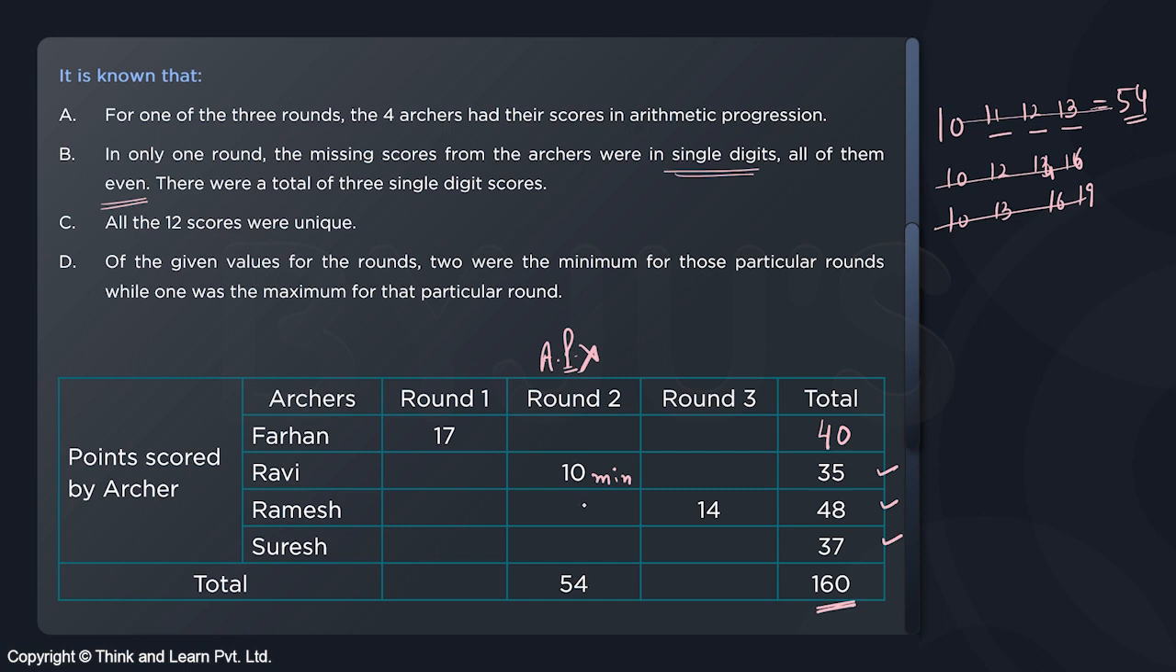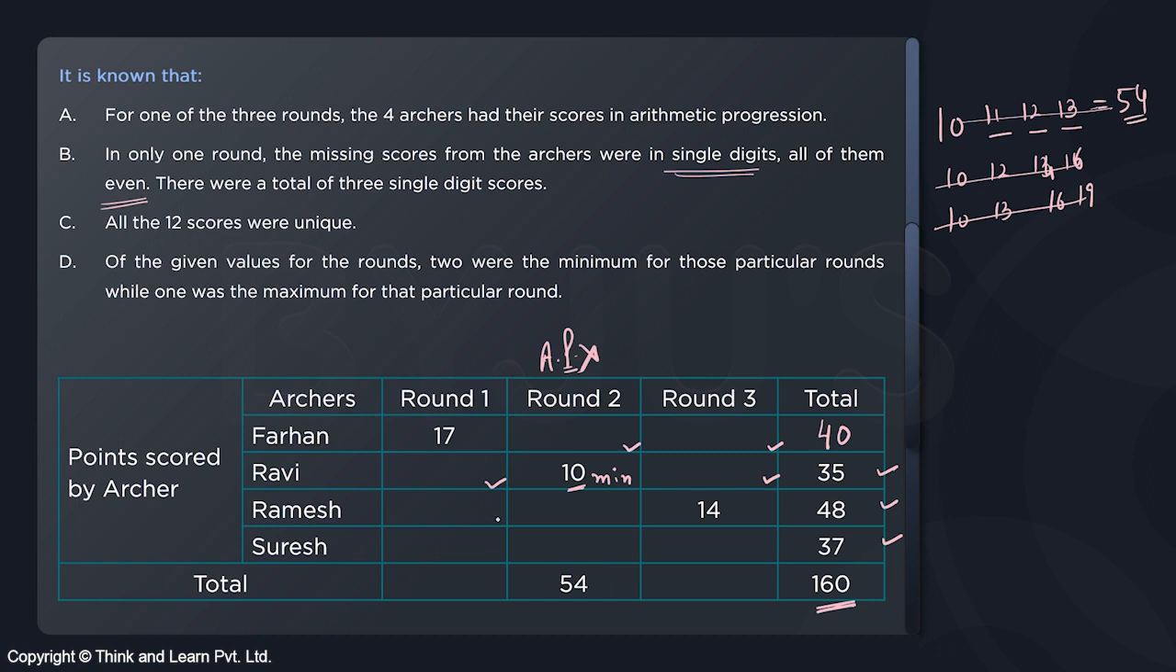The next point is, I see here that this is 10. So can I say the sum of these remaining 2 numbers will be equal to 25? If round 2 has a sum of 10, the sum of these 2 remaining numbers should be 25. Similarly, for Farhan, this is 17. So the sum of these 2 remaining numbers should be equal to 23. Sum of these 2 should be 23.